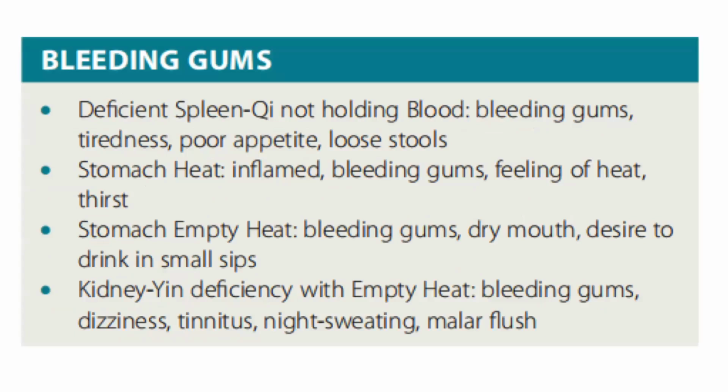So, bleeding gums. Deficient spleen Qi not holding blood means bleeding gums, tiredness, poor appetite, loose stools. For stomach heat: inflamed, bleeding gums, feeling of heat, and thirst. For stomach empty heat: bleeding gums, dry mouth, desire to drink in small sips. For kidney yin deficiency with empty heat: bleeding gums, dizziness, tinnitus, night sweating, malar flush.